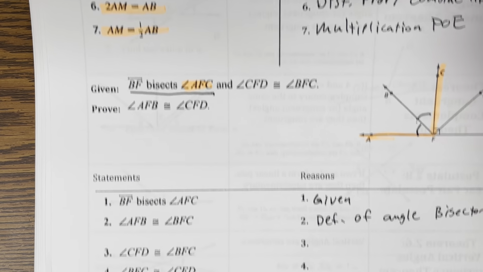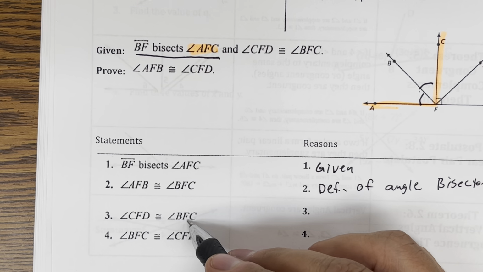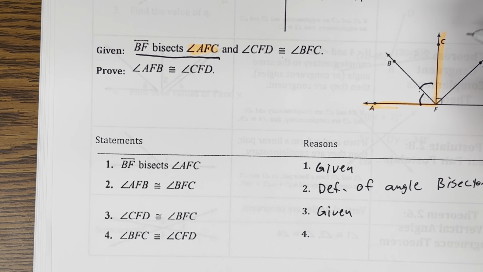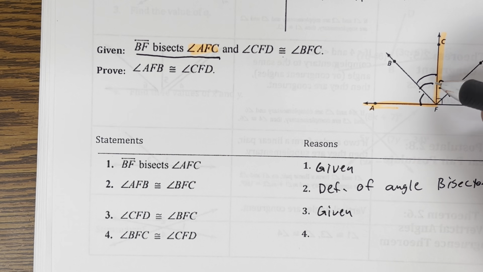Okay, next step says CFD is congruent to BFC. That is a given piece of information. So I need to mark that. CFD is this angle. I need to use 2 ticks now because it's not necessarily the same size as that. CFD is congruent to BFC. Well, those are all 3 then the same size. Since these 2 are congruent, those ones were congruent, all 3 have to be congruent.